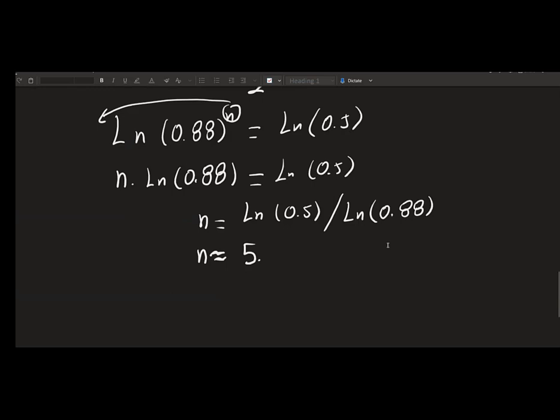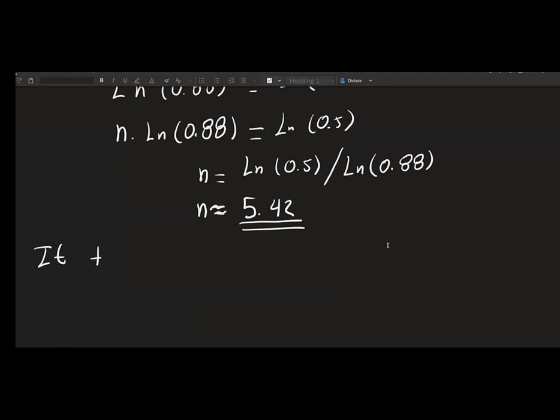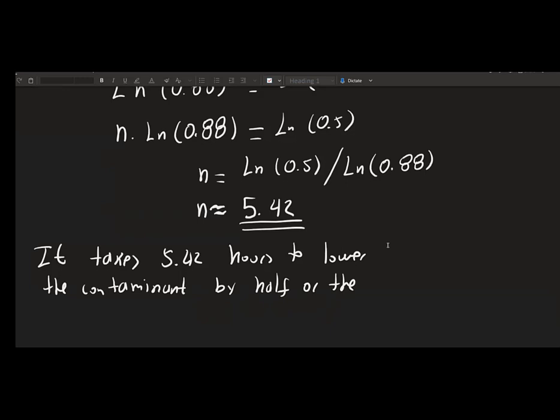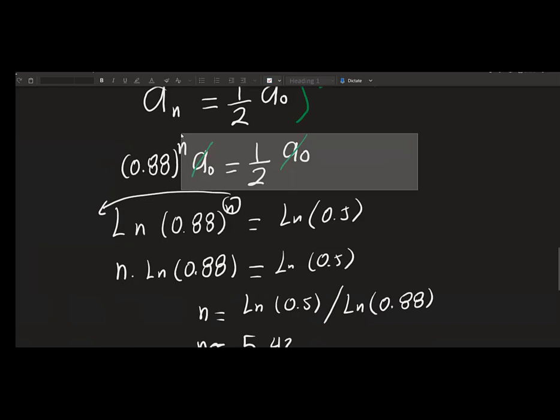So let's answer the question. It takes 5.42 hours to lower the contaminant by 1/2 of the original. Now you see in this example, we didn't need A0 because A0 is going to cancel anyway.